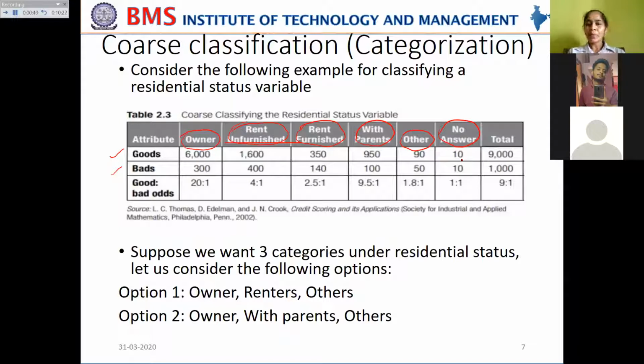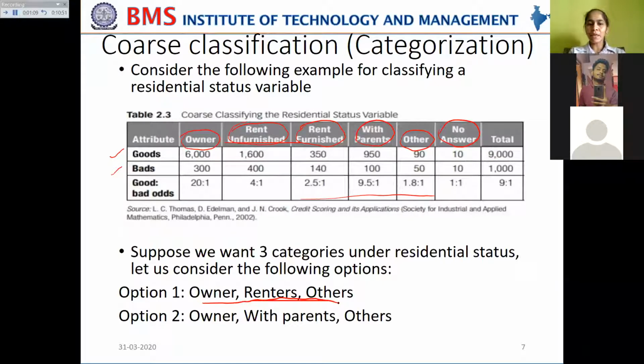Okay, now there are too many parameters here, right? Owner, rent unfurnished, rent furnished, with parents, others, lots of categories are there. We can't model all these categories in a regression model. That is why we need to reduce them into simpler categories. We have two options here. We have considered the first option as owners, renters, and others.